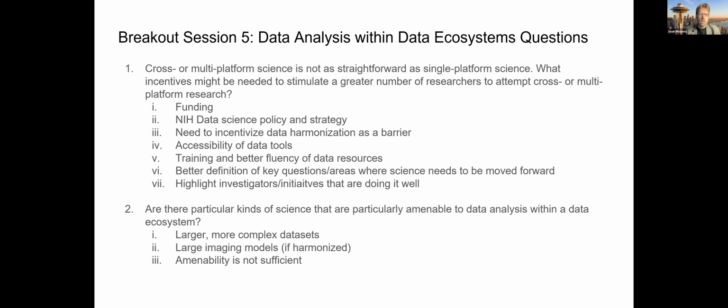And incentivizing data harmonization, I don't have a good solution to that, but I think that's something we need to think about. And again, we mentioned training and better fluency of data resources, and really highlighting investigators' initiatives that do this well, maybe outside of the AD research space. And then finally, are there particular kinds of science that are amenable to this kind of analysis?